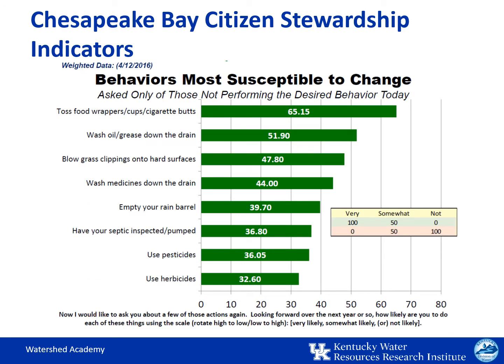They were also able to see which behaviors were the most likely to get behavior change. Again, they asked their likelihood of their changing that behavior, and they scaled that on a 100-point scale versus very, somewhat, or not likely. So in this case, getting people to stop littering had the greatest opportunity, whereas getting people to stop using pesticides or herbicides is a much tougher sale.